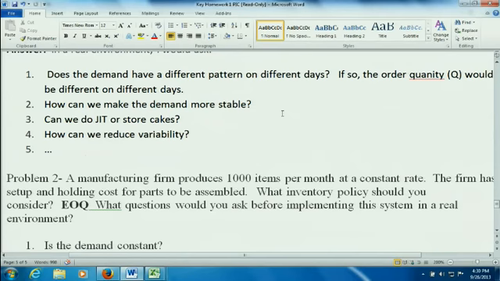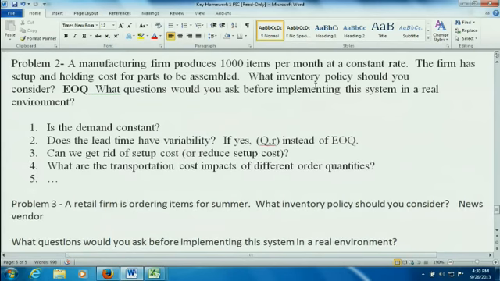Now I ask you, a manufacturer produces items at a constant rate of 100 per month. The firm has holding cost and setup cost. What model would you consider? So we're talking an assembly line support with holding and setup cost. What model best defines that? EOQ, Newsvendor, QR, big S little s. EOQ. And I would agree with that. That was the answer I put down.